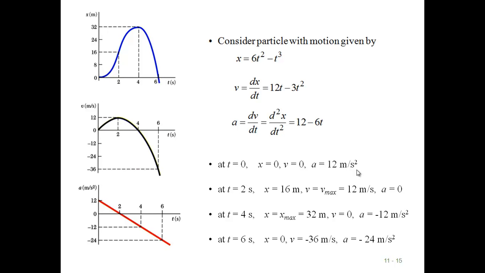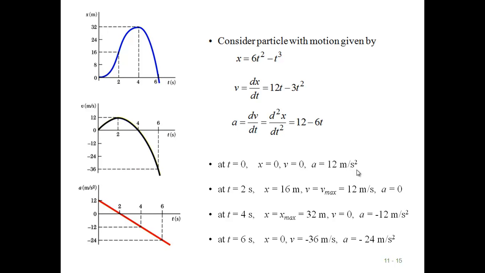Based on these three figures, you can take note of the following points. The first one, the particle starts from the origin x is equal to 0, you can see in the first diagram, with no velocity. When t is equal to 0, x is equal to 0, velocity is equal to 0, and acceleration is equal to 12 meter per second square. So the particle starts from the origin with no velocity but with a positive acceleration. Under this acceleration, the particle gains a positive velocity and moves in a positive direction.